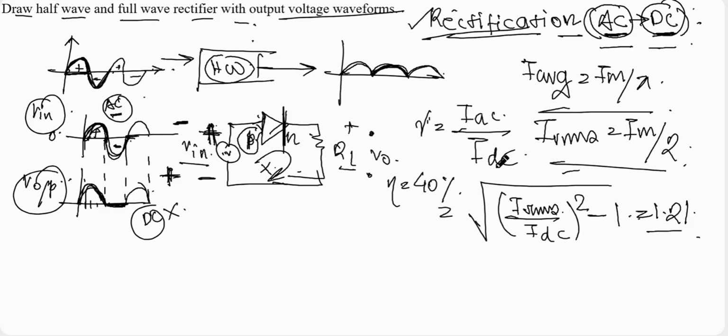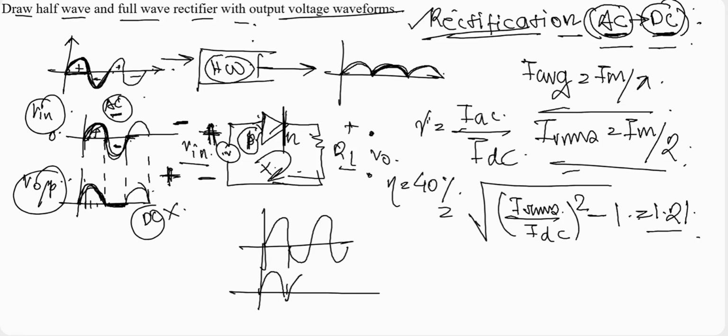Now we will discuss the full wave rectifier. Now full wave rectification produces the output voltage for both positive half cycle as well as negative half cycle. So for the positive half cycle, we will be getting output voltage, and as well as for the negative half cycle, we will be getting an output voltage here.